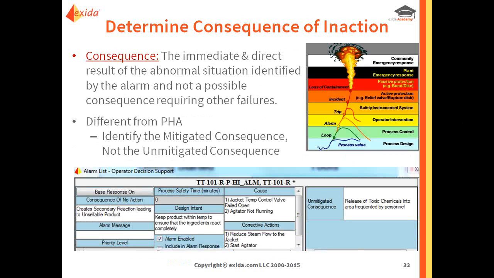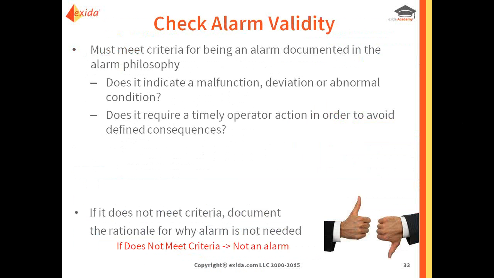So in the SILAlarm tool, we're going to document what the consequence of inaction is, the creation of the secondary reaction that leads to unsellable product, and the operator's corrective action. Reduce steam flow to the jacket and start the agitator. Now, remember we had looked at the PHA and had documented the unmitigated consequence. Some incorrect rationalizations, folks will use that unmitigated consequence as the consequence here for the alarm. What we'll find is not only is that incorrect, but it'll drive your alarm priorities to much higher requirements than they truly need to be.